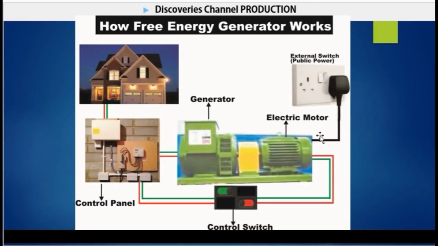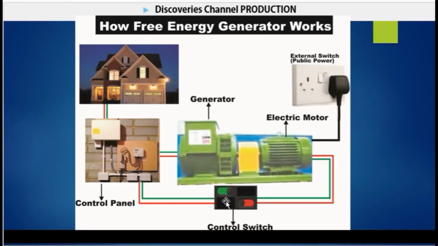Now when the power enters from outside, the electric motor will rotate at very high speed, and the electric motor will help the generator to generate light. And the generator, as it is rotating at high speed, will send its voltage, its current, to this control panel. This is the control panel. The control panel will send its light to the house and then send some to the control switch. At this stage, the control switch is in the off position.